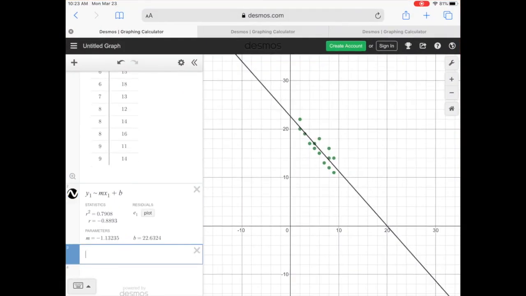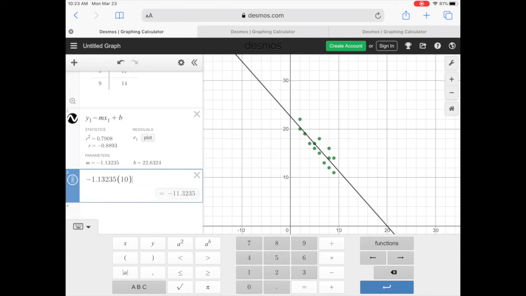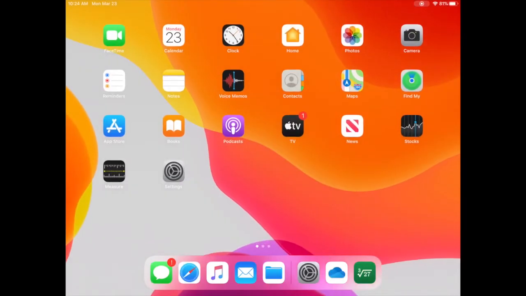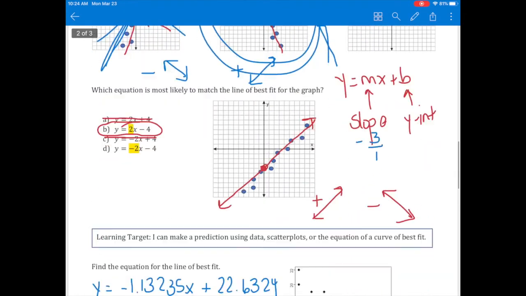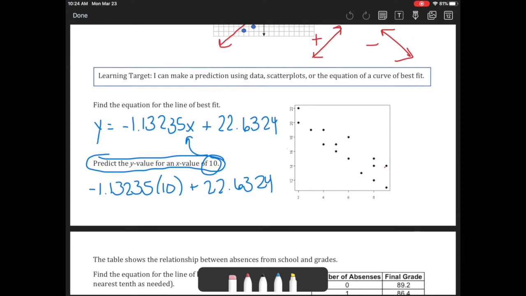And if you want to, you can go back over to Desmos. You can open up a new line there. 1.13235 times 10 plus 22.6324, and we see that the answer is 11.3089. So at this point, we can say that it is about 11.3. Usually in your question, it would give you directions for rounding. Okay.